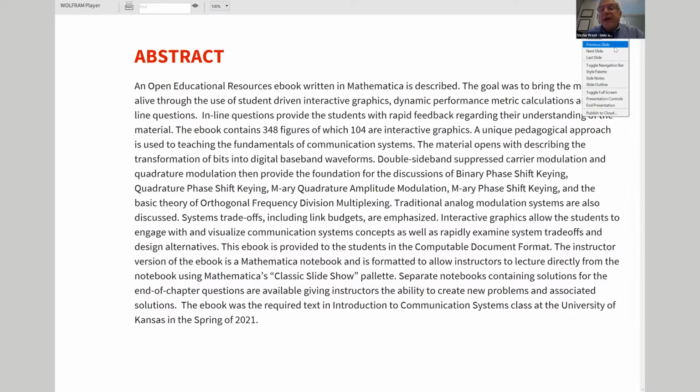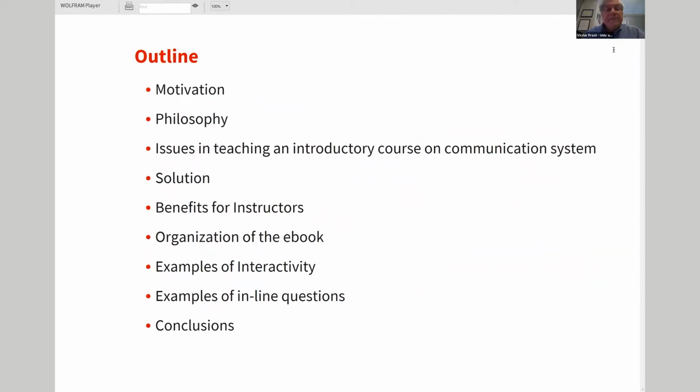So there's the abstract that you can pull down with the presentation material. So kind of an outline: give you the motivation and the philosophy of the course, some of the issues we've run into over the years in teaching this particular course, the solution, talk a little bit about the benefits for the instructor, talk about how you can get the book, then show some examples of the interactivity and some inline questions that I had, and then wrap it up.